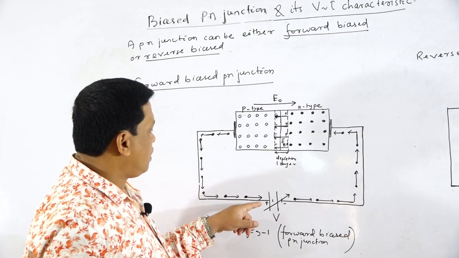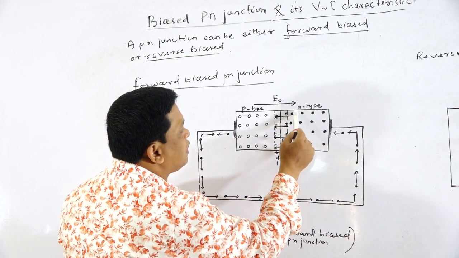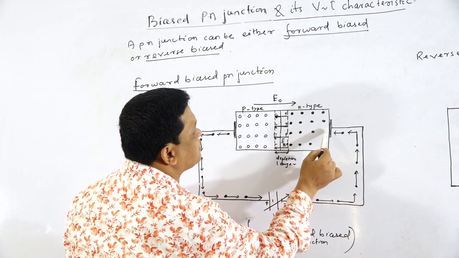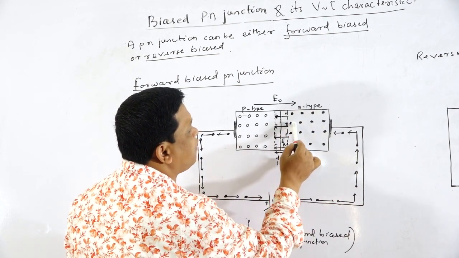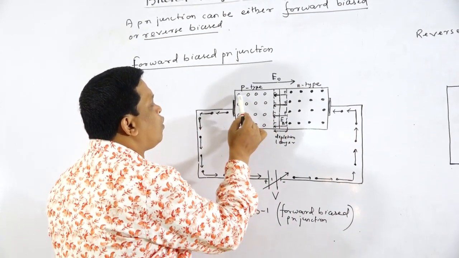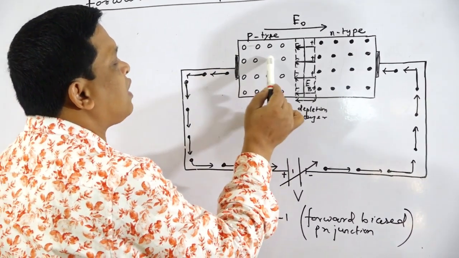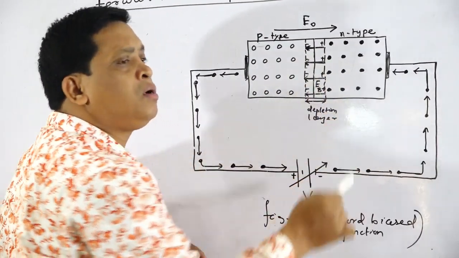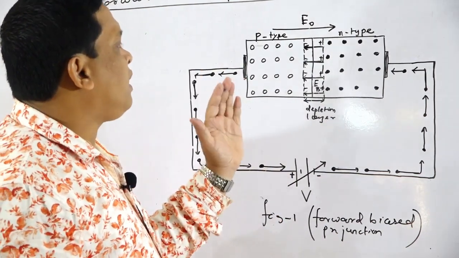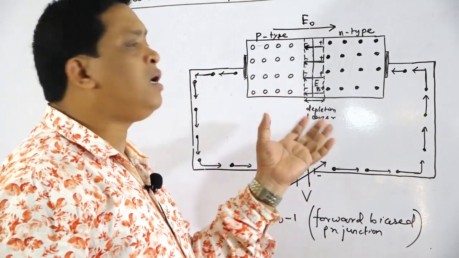Now look here, in the N-type semiconductor, the free electrons are the majority charge carriers. These black dots are the free electrons. And in the P-type semiconductor, the holes are the majority charge carriers. So we have shown the holes by circles and free electrons by black dots. So look here, we are considering only the majority charge carriers. We are not discussing about the minority charge carriers.